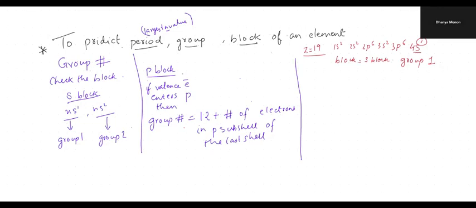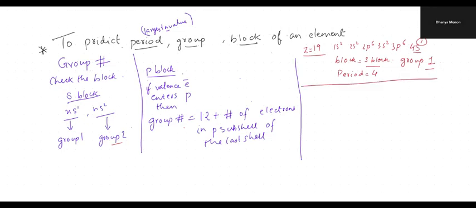How do you determine? You check that the block is s block, and for s block the rule is simple. If the configuration is ns1, then it's group 1. If it is ns2, then it is in group 2. So in this case it is ns1, so group 1. And what is the period number? The largest value of n, the principal quantum number, is 4. So for this element we got period number, group number, and block.